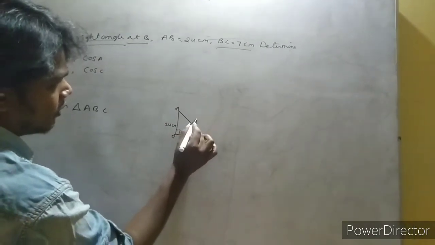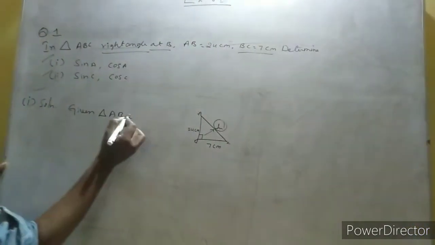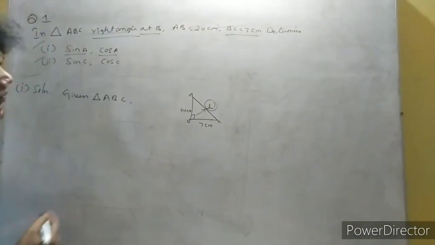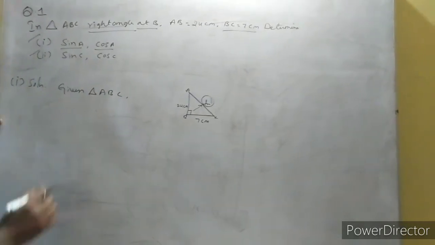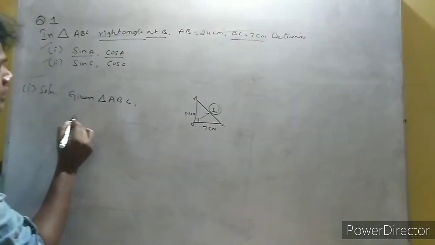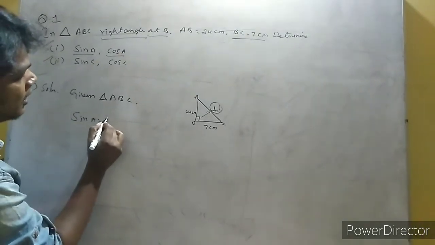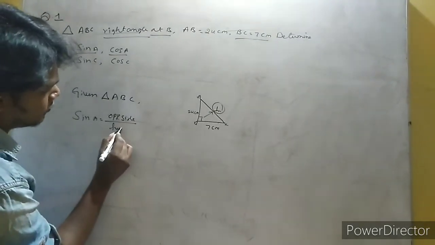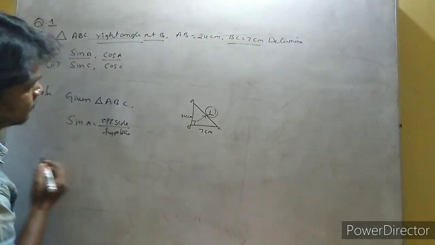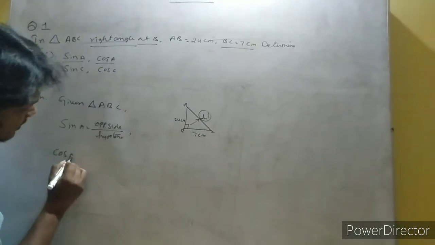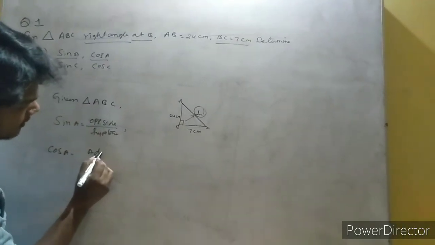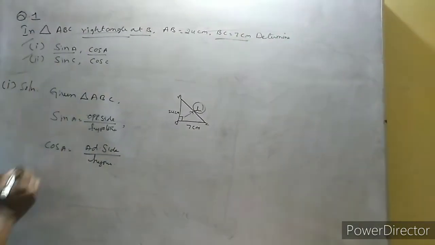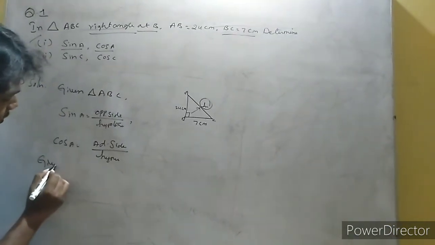Then find the hypotenuse. So in triangle ABC, find the AC. Why? Because we need to find sin A and cos A. What is sin A? What is cos A? From the earlier introduction class, you know that sin A means opposite side by hypotenuse, and cos A equal to adjacent side by hypotenuse.